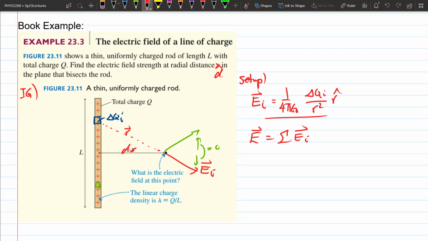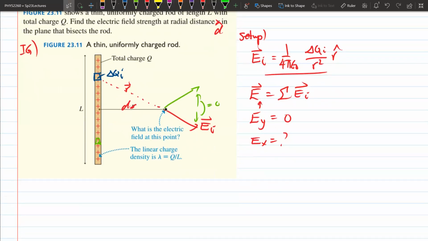Let's go back to red. EY, which is from this piece, is actually 0. But we have no idea how to calculate what EX is yet.